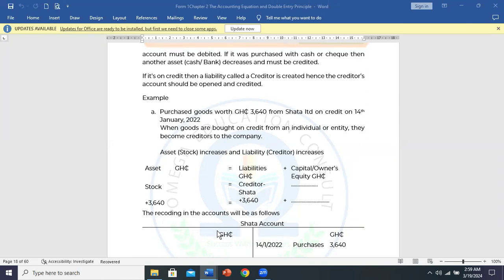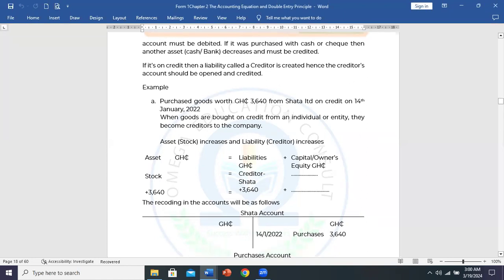I only have Richmond and Alexia, so let me read. Purchase goods worth 3,640 Ghana cedis from Shatta Limited on credit. On credit, so this is credit purchases. Straight ahead, asset stock is increasing because we are purchasing, and because it's on credit, we are going to have a creditor or a liability. Right, and here the name of the creditor is Shatta Limited.